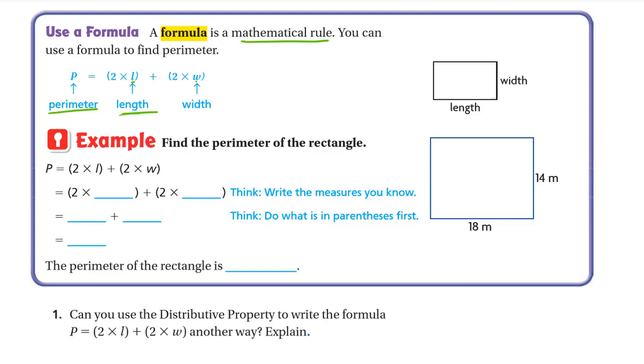Find the perimeter of the rectangle. We have a rectangle here, which has a length of 18 meters and a width of 14 meters. So we write our formula here, P equals 2 times L plus 2 times W. 2 multiply length plus 2 multiply W.